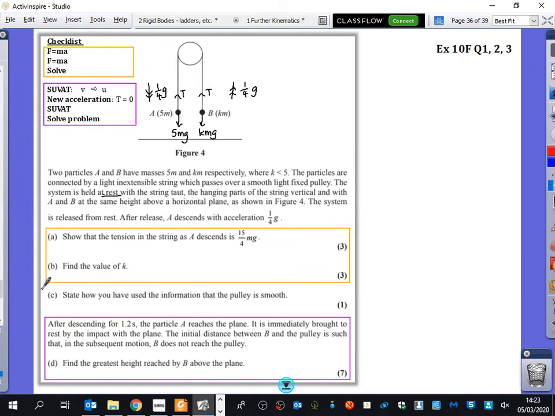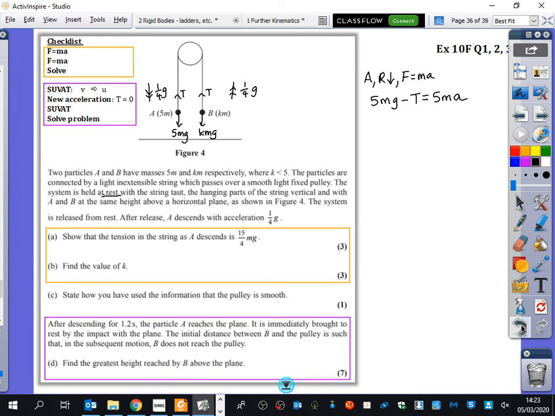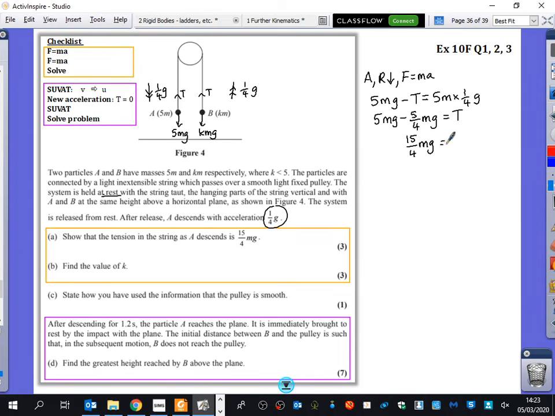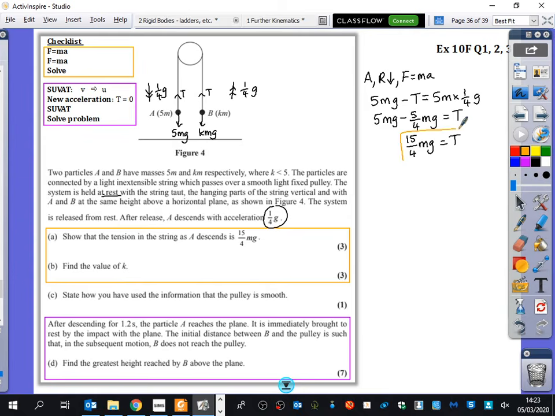So I'm going to have a look at, to begin with, this one, because I have the most information about it. I'm going to look at A, and I'm going to resolve downwards using F equals ma. So 5mg minus T equals the mass, which is 5m, times a. Oh, and a is actually a quarter g, because it tells you in the question that the acceleration is a quarter g. So when I rearrange this, I get 5mg minus 5/4 mg equals T. So that's 15/4 mg. That's my answer to the first question.